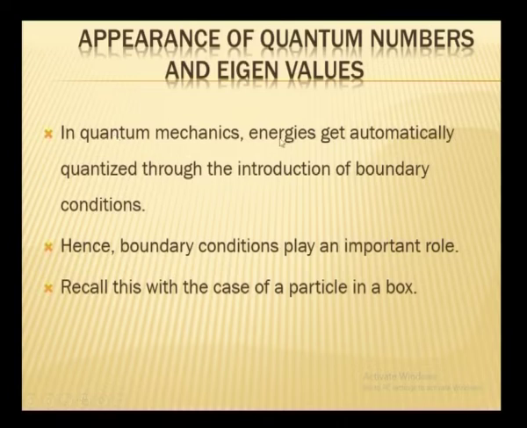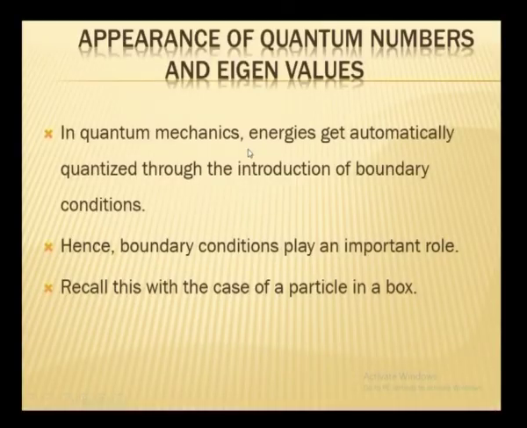So, the appearance of quantum numbers, not only n. If you go to relativistic quantum mechanics, the other quantum numbers, the spin quantum number, all these things will come automatically. In quantum mechanics, the energies get automatically quantized through the introduction of boundary conditions. Hence, the boundary conditions play an important role. Now, recall this with the case of a particle in a box, right? We have already discussed the particle in a box problem.